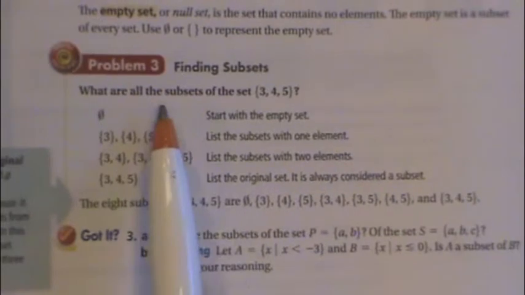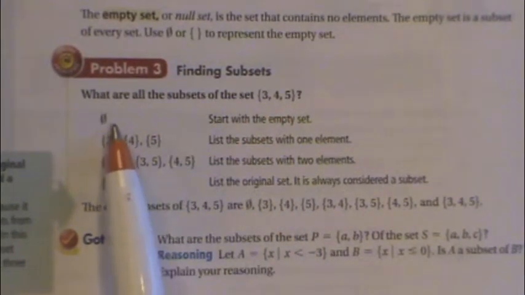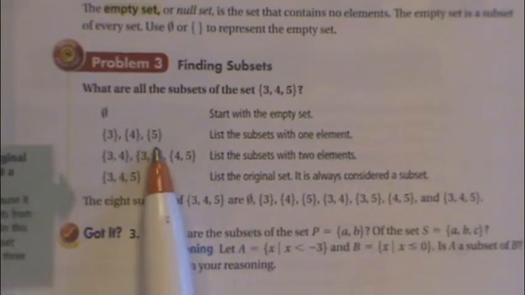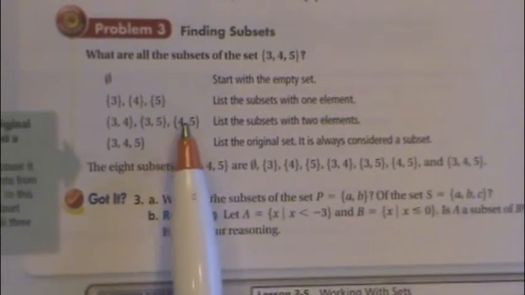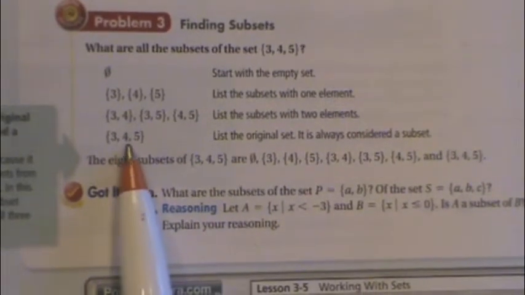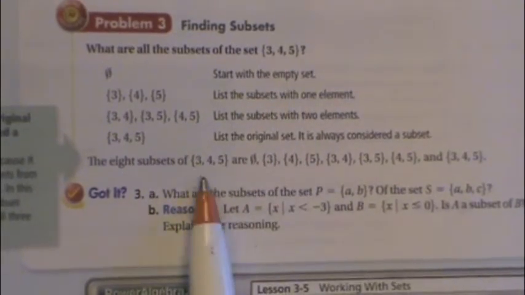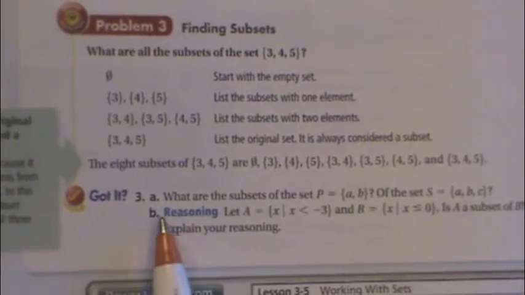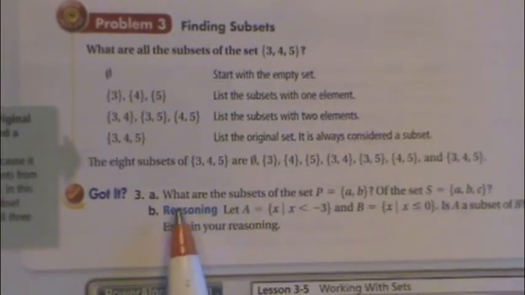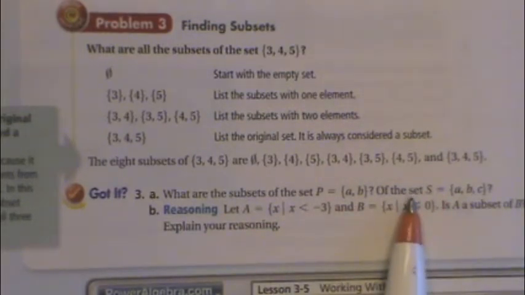What are all of the subsets of that set? Well, the empty set, the 3 sets that have only one element, the 3 subsets that have 2 elements, and the full set is also always considered a subset. Okay, so there are 8 subsets of that one set. Try it out for yourself with got it, number 3, letter A. What are the subsets of those 2 sets? You go ahead. I'll wait.